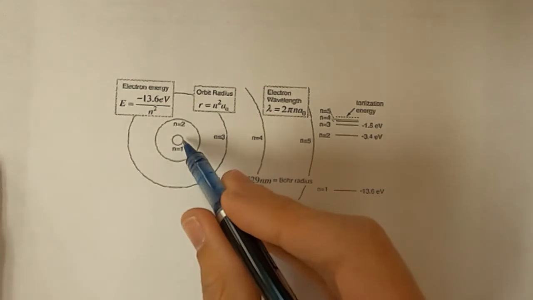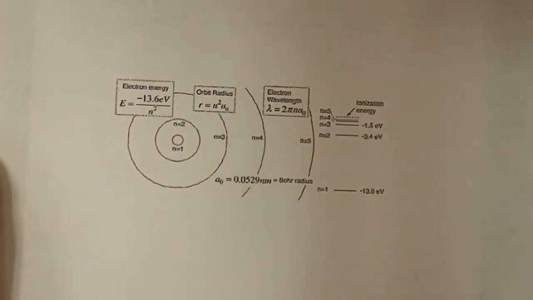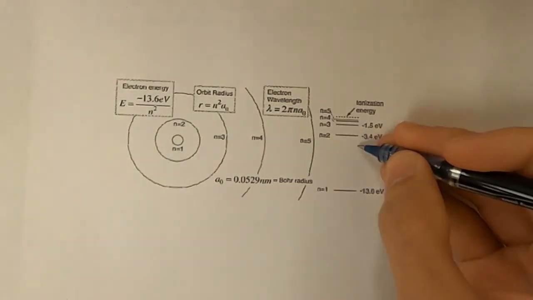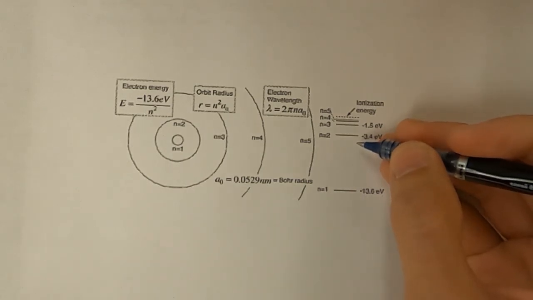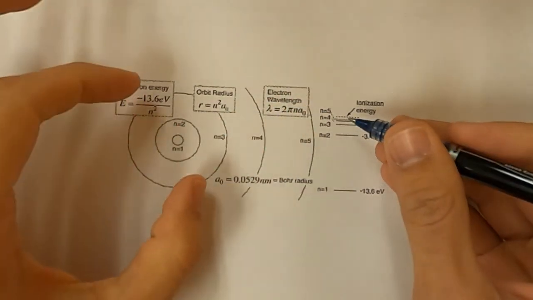And so while these distances and these energy levels correspond to hydrogen, the ones for helium are actually a little bit lower. They would be closer because the helium nucleus has more protons and can pull the electrons closer. And so all of these orbits are a little bit closer.